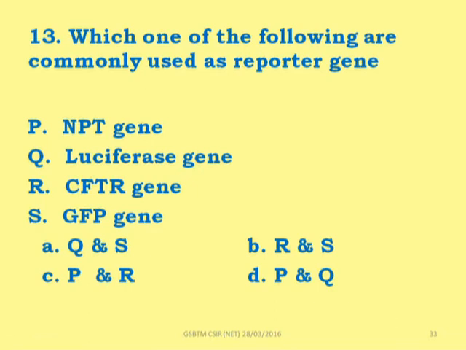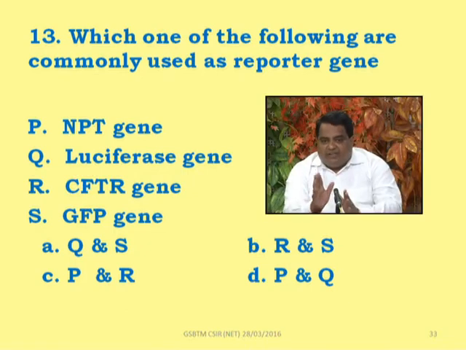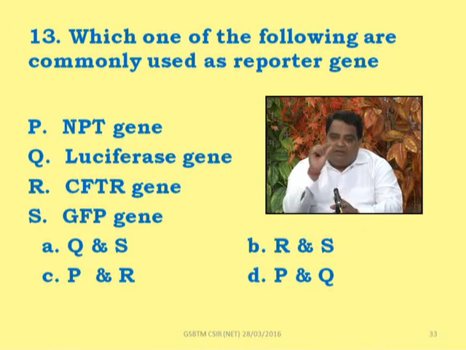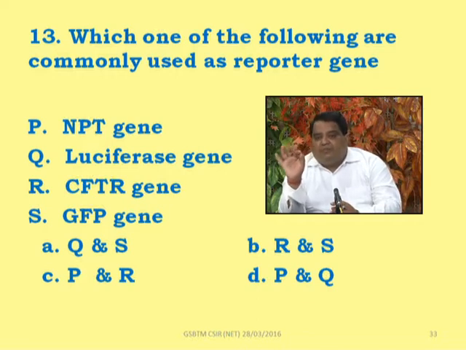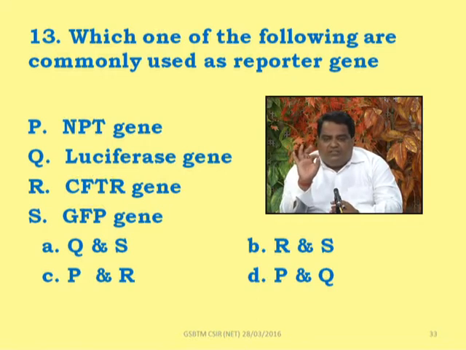Which of the following are commonly used as reporter genes? Reporter genes are those genes which are well characterized genetically and biochemically and have a coding region that can be easily fused to the regulatory sequences of another gene. There are two types of reporter genes. One is called selectable reporter genes and another is called scorable reporter genes. These reporter genes can be used for transferring any foreign DNA into the eukaryotic genome. So we can have an idea whether the gene has been integrated at a specific location in the genome and it can be expressed.